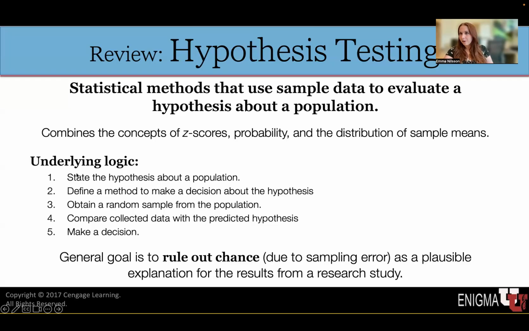These steps are the ones that we talked about last lecture, where we state a hypothesis about our population. We are going to define a method that we will use to make a decision about the hypothesis. We obtain a random sample from our population, we collect data, and then we compare our collected data with our predicted hypotheses, and then we finally make a decision about our hypothesis. Today, as we did before, we're going to combine the topics of z-scores, probability, and the distribution of sample means.